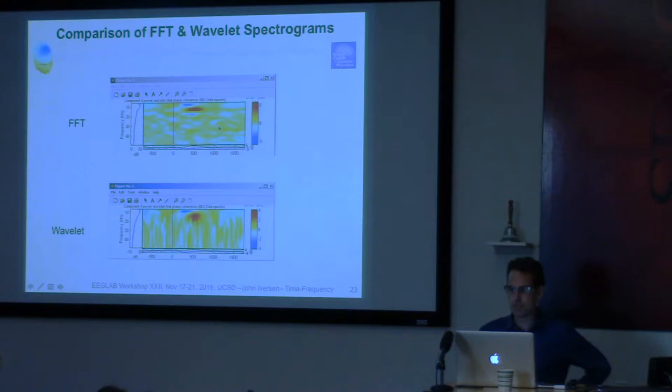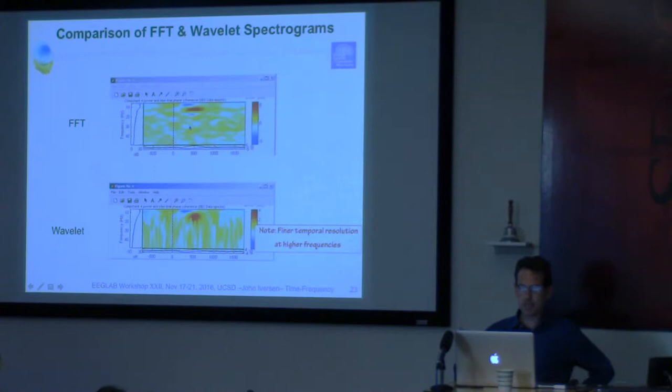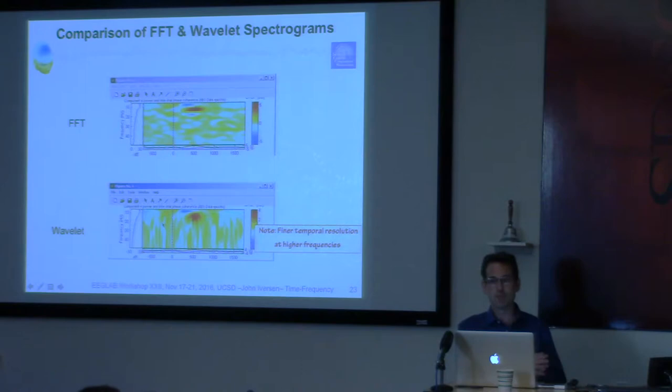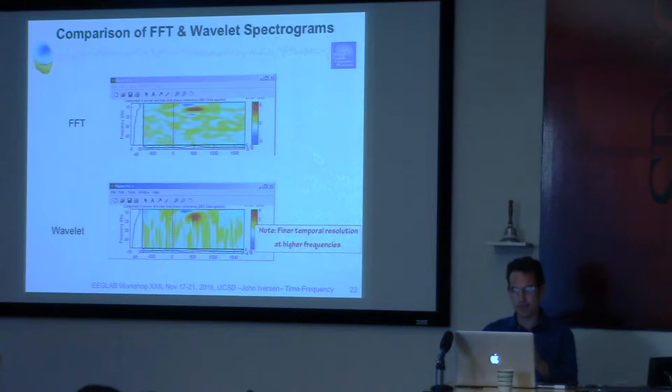Okay. So with these preliminaries out of the way, EEGLAB typically uses wavelet transforms for all of its time frequency analyses. You can use parameters that would give you a traditional short time Fourier transform, but in general, as I'll explain in a second, it uses wavelet transforms, so it varies the time window according to frequency.